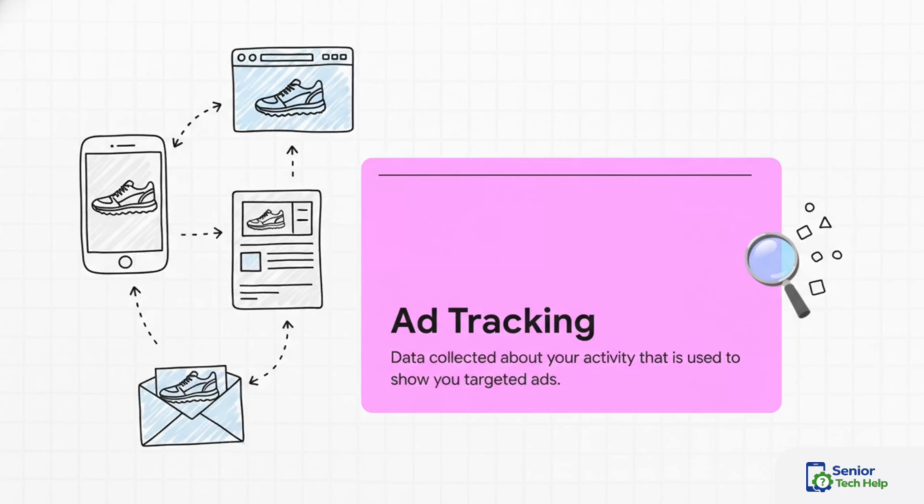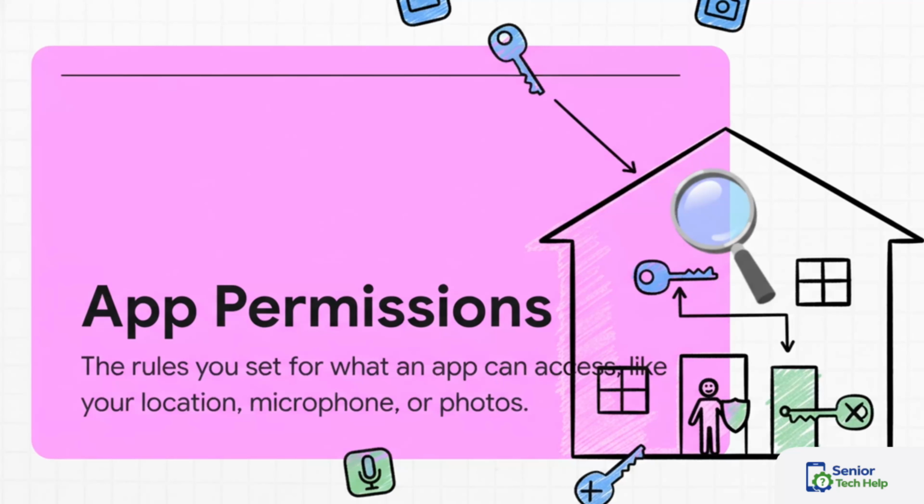Okay, next up is ad tracking. And I'm sure this has happened to you. You're online, maybe you look up a new pair of gardening gloves, and suddenly you're seeing ads for those gloves everywhere, right? Well, that's ad tracking. It's not some person watching you, it's just an automated system trying to show you ads it thinks you'll be interested in.